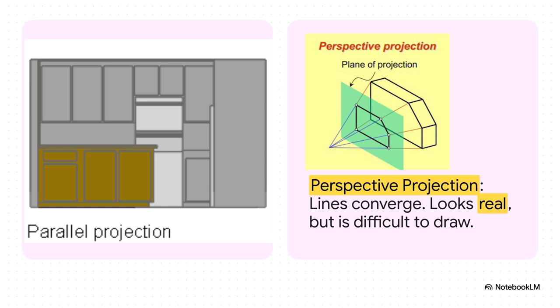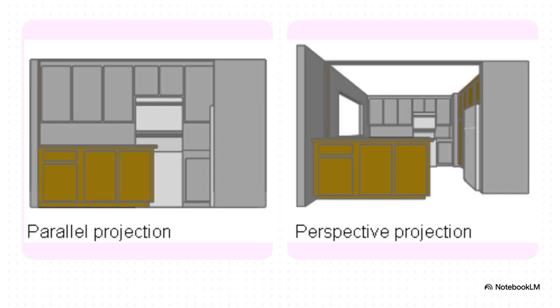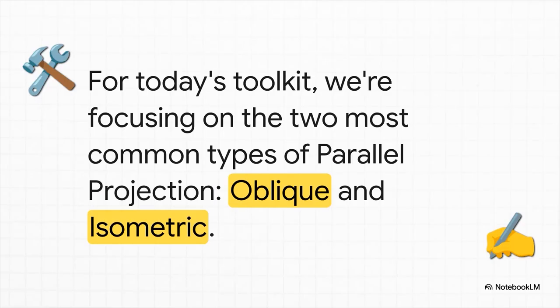On the other hand, there's perspective projection. This is where lines race off to vanishing points on the horizon, just like in a photograph. It looks incredibly real, but man, it is so much harder to draw accurately. So for our toolkit today, for getting ideas down quickly and clearly, we're going to stick with the much more practical and accessible method: parallel projection. And within that world, we're going to master the 2 most important techniques you'll ever need: oblique and isometric sketching.